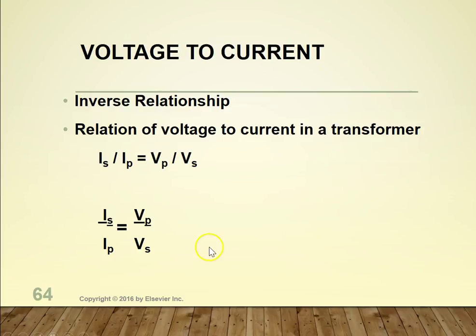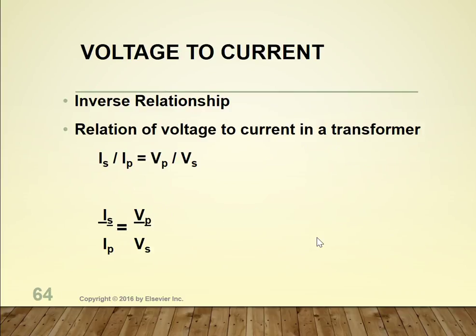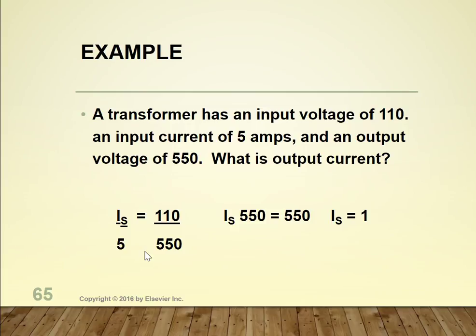We only did one problem for that. Now you need to see the voltage to the current. Now look at this one. We're now saying this is also an inverse relationship. If we change our voltage, then the current's going to change in an inverse proportion. So this is secondary current over primary current equals primary voltage over secondary voltage. Inverse relationship. So a transformer has an input voltage of 110 and an input current of 5 amps.